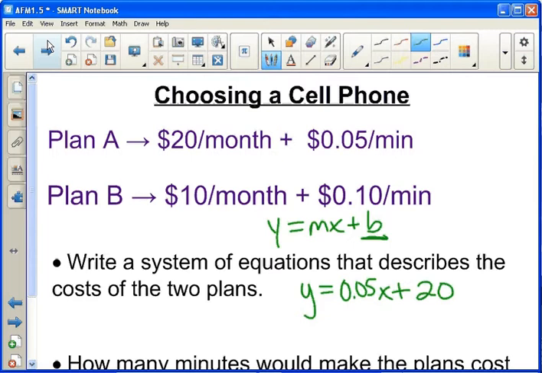Plan B is going to cost you 10 cents per minute, so 10 cents times the number of minutes you talk, plus $10 that you have to pay no matter what, flat fee. So that would be our system of equations. Again, system just means there's more than one. So then they ask how many minutes would make the plans cost the same.